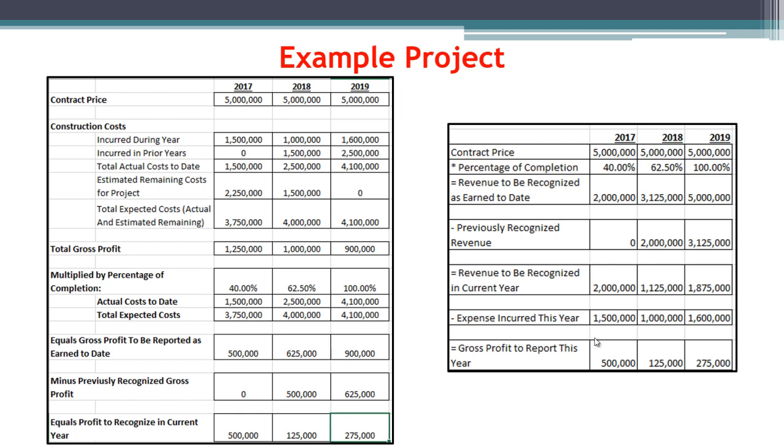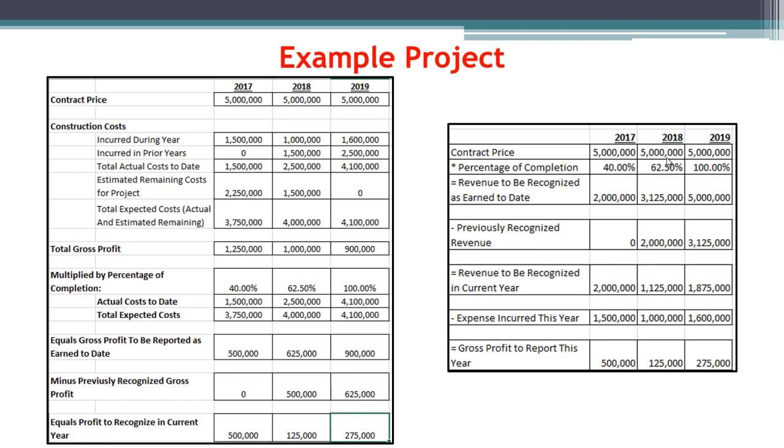Now, if we want to, we could stop there and say, hey, we have revenue. But if we also want to get gross profit, we just have to subtract out the expense we've incurred just this year. That was only $1.5 million in year one. So if we record $2 million in revenue and we've incurred $1.5 million expense this year, that tells us that we only have $500,000 of profit to report this year.